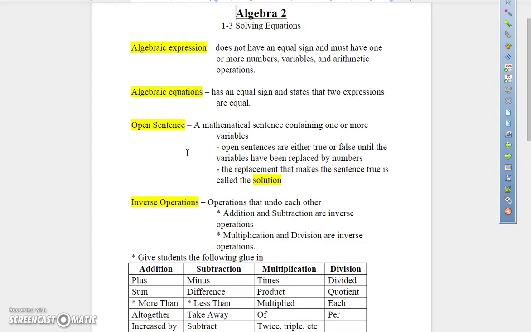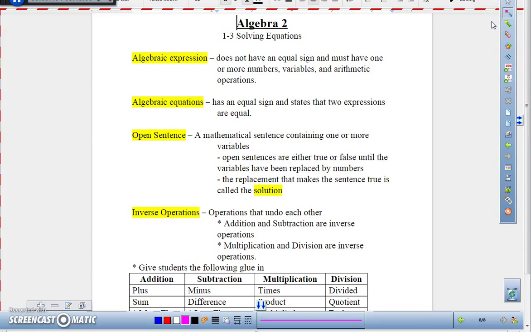Okay, this is Algebra 2, 1.3, solving equations. Again, this is just a review from Algebra 1. On solving equations, you should be really good at solving equations. We shouldn't have to spend a lot of time on this. This is just a complete refresher because you guys are awesome at solving equations, I'm pretty sure.